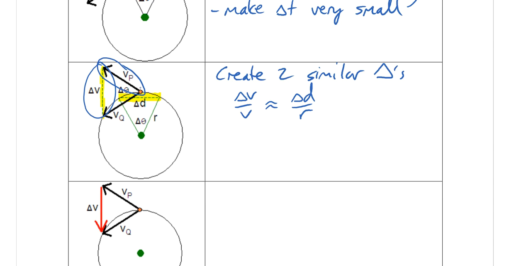So I know those two are going to be the same ratio, and I can use that to rearrange things a little bit. I'll change that to an equal sign, and then I can solve for my delta v. It would be v delta d divided by R. Now this is really important because I've got a changing v. My v did change.